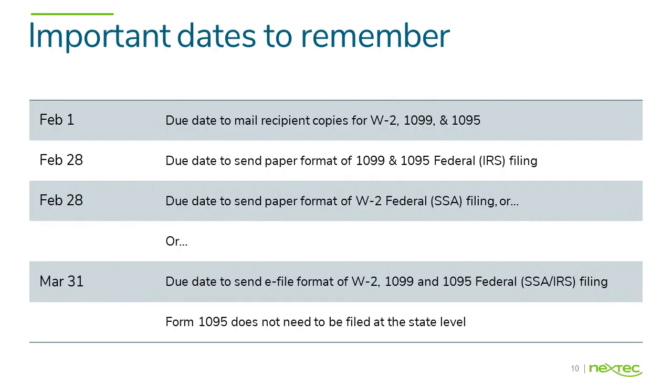So here are some important dates to remember. February 1st, 2021 is the due date to mail recipient copies for W-2, 1099, and 1095. February 28th is the due date to send the paper format of a 1099 and 1095 filing to the IRS. February 28th is also the due date to send the paper format of the W-2 federal filing. And March 31st is the due date to send the e-file format of W-2, 1099, and 1095 filings. The Form 1095 does not need to be filed at the state level. So again, keep these dates in mind as you get ready for year end.